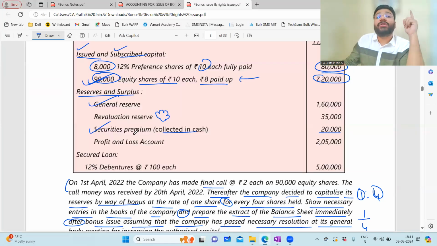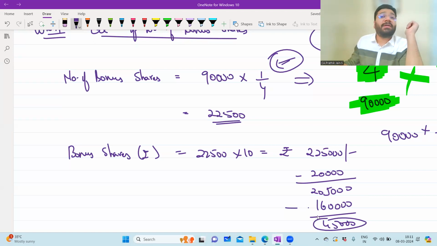You'll take it from revaluation reserve. Sir, revaluation reserve is a balloon, sir. Useless fellow, dummy fellow. You'll go with the P&L account. So I'll take the full 2,05,000 and put it in credit. If you put the full 2,05,000 in debit, what will happen? The debit and credit will not match. How much will you take? Only 45,000 rupees.